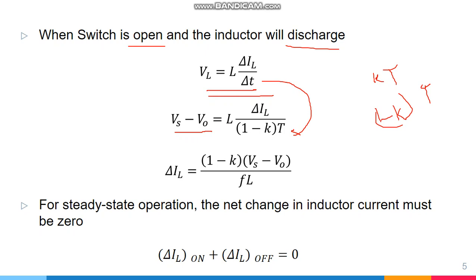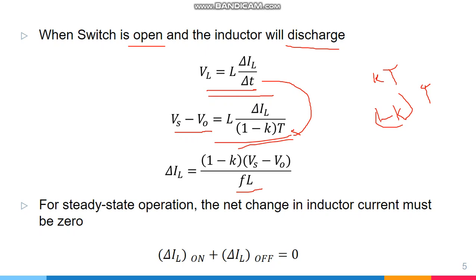Delta IL can be found from the above expression by simple cross multiplication and rearranging. So delta IL during the off time of this switch is equal to (1 minus K) into (Vs minus V naught) over FL.